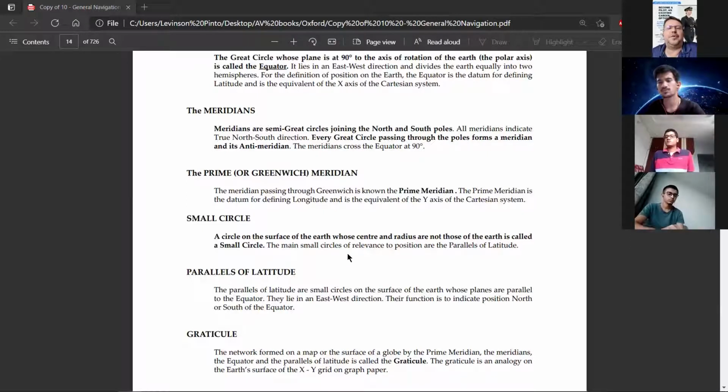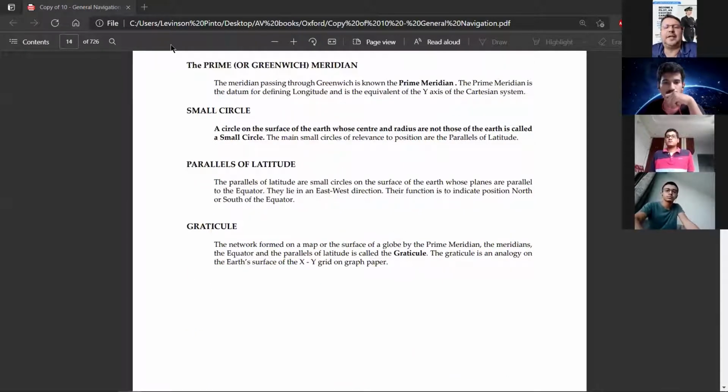Levinson, can you read what about graticule? Can you read in the display? Sure. The network formed on a map or the surface of a globe by the prime meridian, the meridians, the equator, and the parallels of latitude is called the graticule. The graticule is an analogy on the Earth's surface of the XY grid on graph paper.